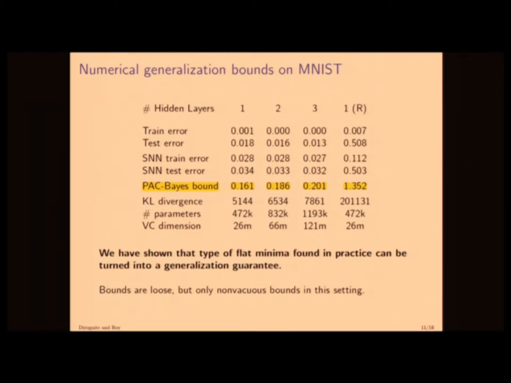Now, we optimize the stochastic neural network, and we find empirically that it stays near the SGD solution. So you're inside a little pocket already. And what we find for the PAC-Bayes bounds is, for the one-layer neural network, our risk bound comes in at 16%, two layers 18 and change, and three layers 20. So what this demonstrates is that for the type of flat minima that we just found in practice, the PAC-Bayes theorem returns a non-vacuous generalization guarantee.